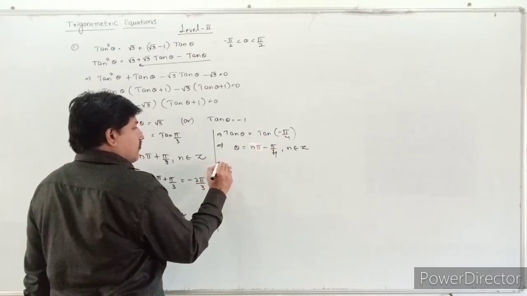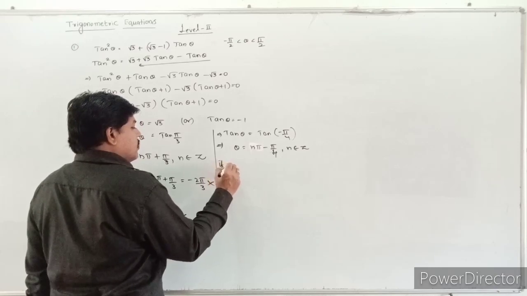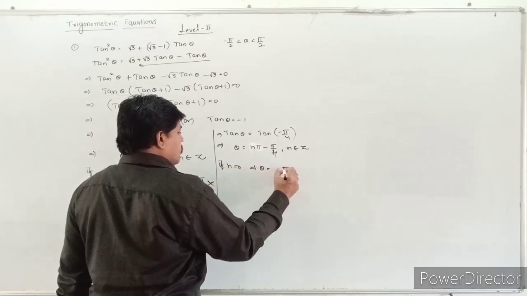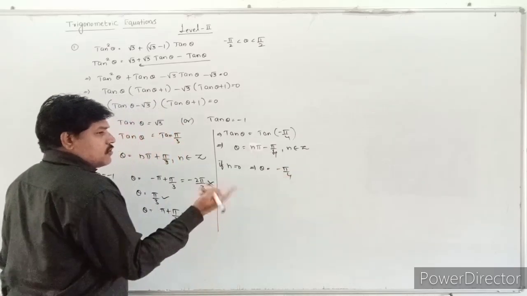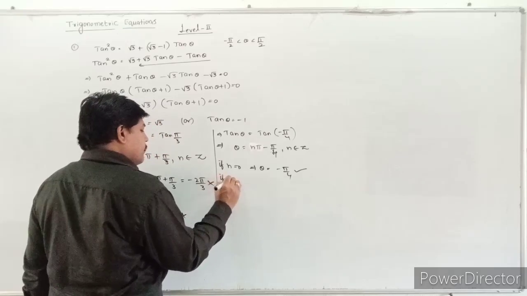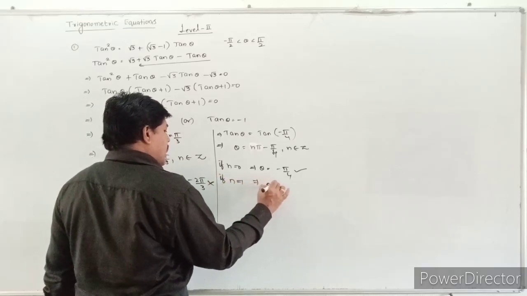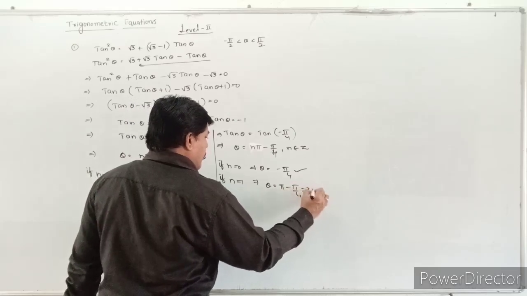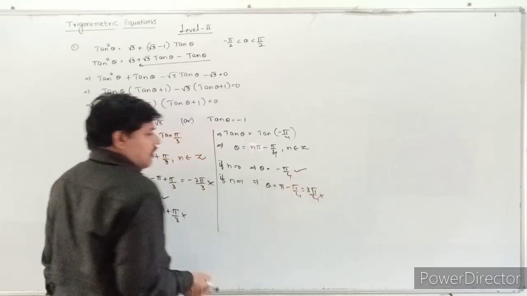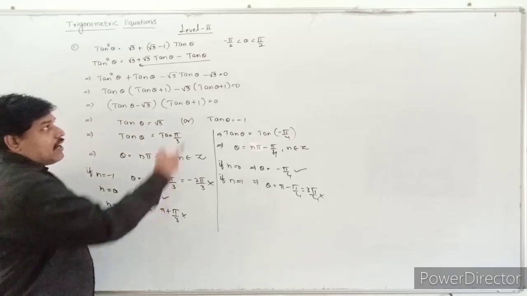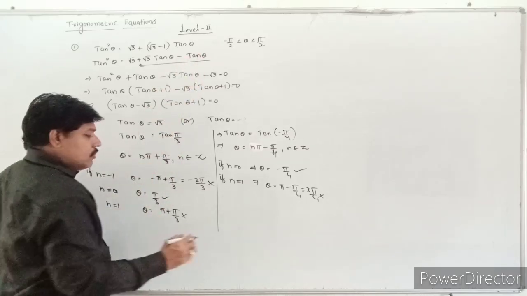Here also we will take: if n is equal to 0, then theta is equal to minus pi by 4. So we will get only one value here. If n is equal to 1, what happens? Theta is equal to pi minus pi by 4, that is 3 pi by 4, which is not a solution. Only one solution exists for this one and one solution exists for the other in the interval minus pi by 2 comma pi by 2.